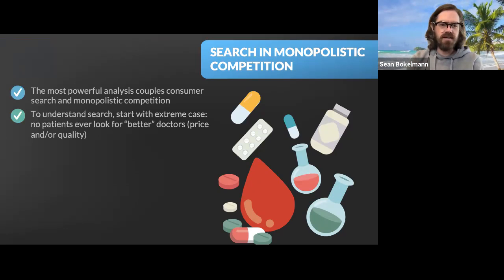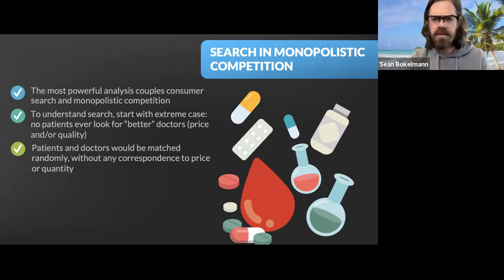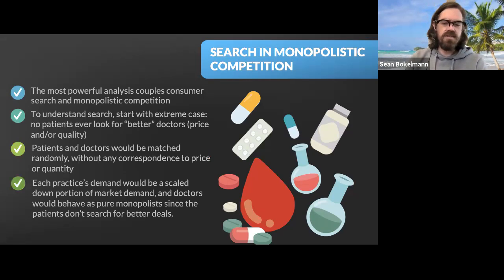So to start, we can think about an extreme case where patients never look for better doctors, better in terms of either price and/or quality. Now, in this case, patients and doctors would more or less be matched randomly without any correspondence to price or, that should be quality, not quantity. Quality. That's a typo. And ultimately, each patient would have an individual firm demand that is basically just a scaled down version of market demand, and doctors would essentially act as if they were monopolists, since they would know that patients don't search for a better deal, and so they don't face any competition. So they basically act as monopolists in this case.